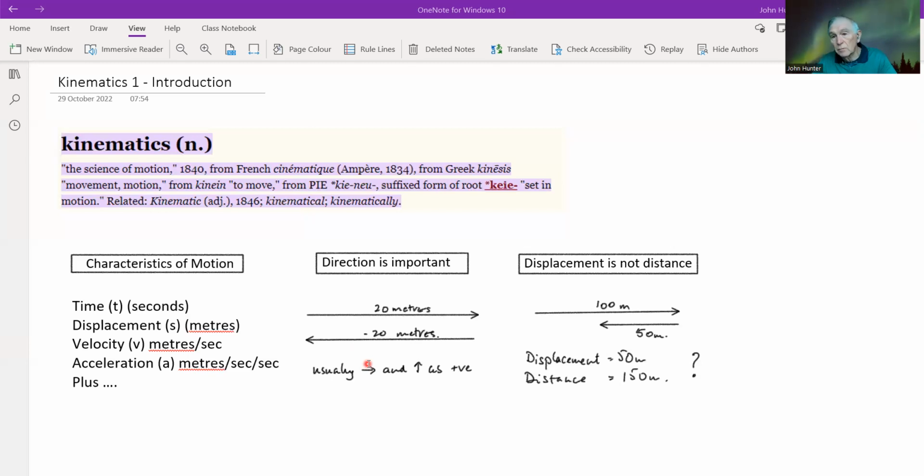So if something was to set off from say where I am now, travel 100 meters away, and then come back partway 50 meters, then the total distance traveled would be 150 meters, but the actual displacement where it's ended up is going to be 50 meters, and that becomes quite important in some of the calculations.